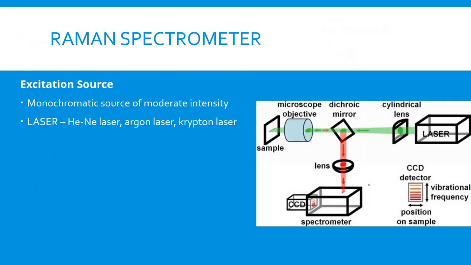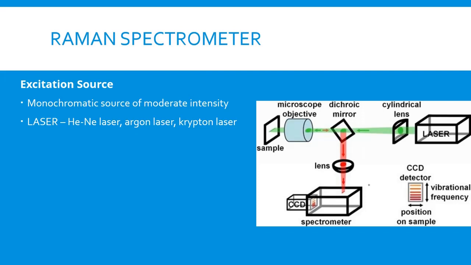The first one is an excitation source. For excitation, what we need is a monochromatic source with a moderate intensity. If the intensity is very high, it will produce fluorescence in the sample. If it is very low, the scattered light will be very low. So we need a monochromatic, single wavelength, single frequency source with a moderate intensity. Such a source is a laser.